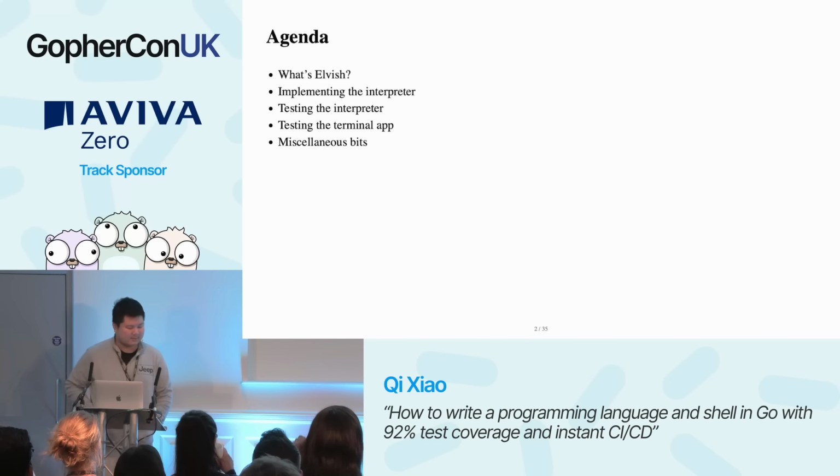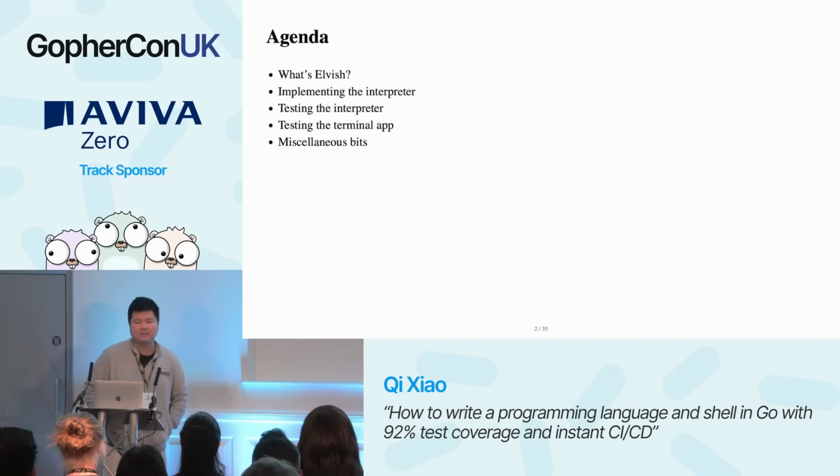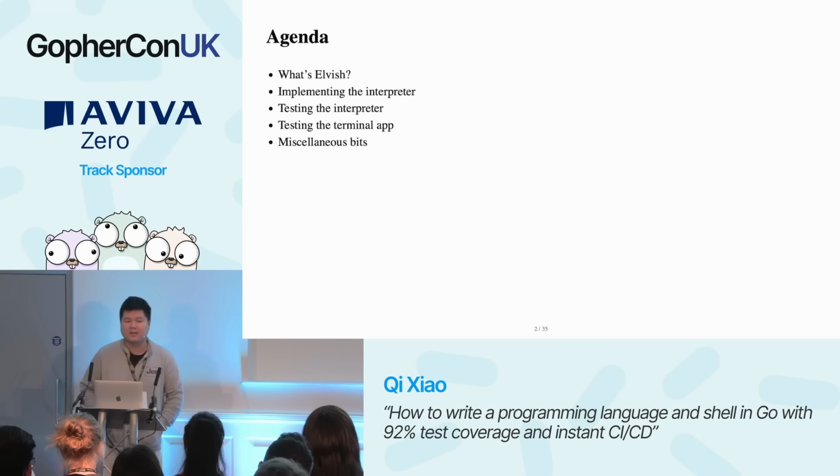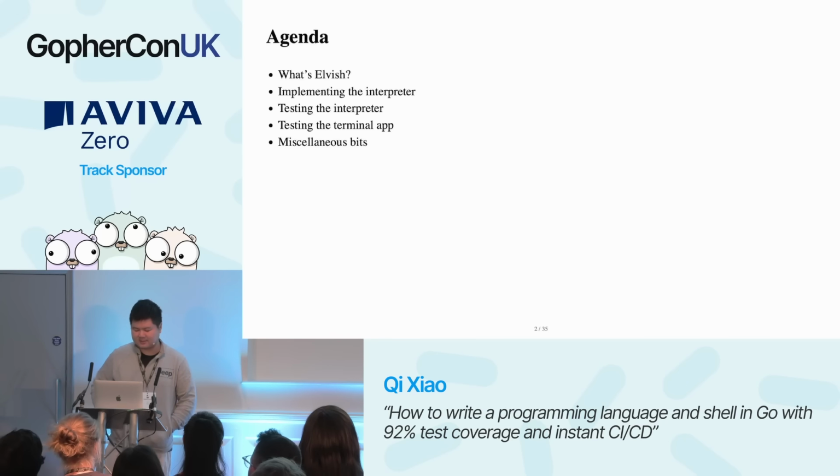All right, so let's just jump into this. Let's look at the agenda first. I'm giving you a very quick introduction to Elvish itself. And then for the rest, we'll try to focus on the implementation stuff. I'll talk about how to implement the interpreter and how to test the interpreter, because I promised 92% test coverage. I'll also talk a bit about how you would test a terminal app. And then there are some miscellaneous bits, including the CI/CD stuff that I put in the title.